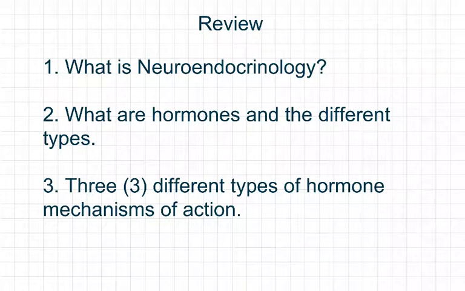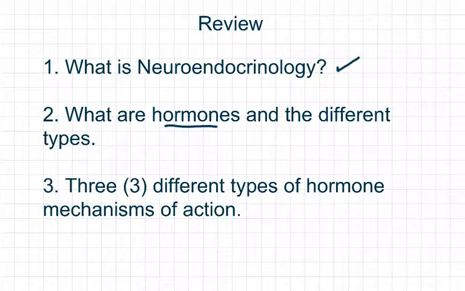In the previous video, we discussed what endocrinology is. Additionally, we broke it down into subparts of the nervous system and how it ties into the endocrine system itself. Furthermore, we defined what hormones were and the three different types. Again, we said that those different types were steroid, amino acid, and peptide hormones. And lastly, we discussed the three different types of hormone mechanisms of action.